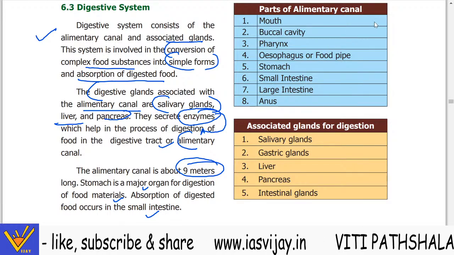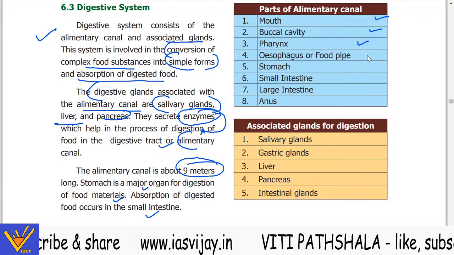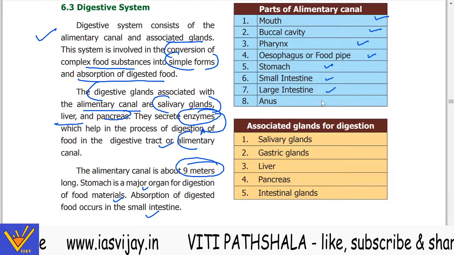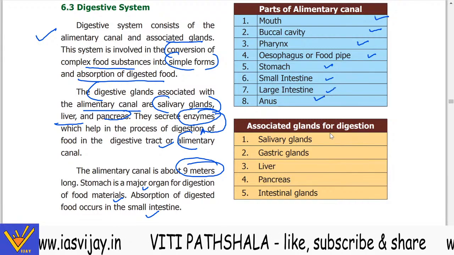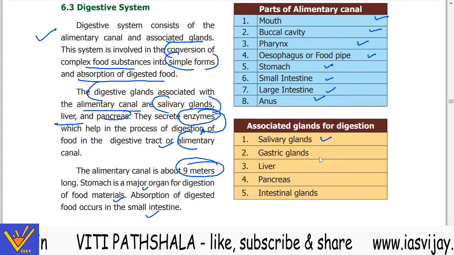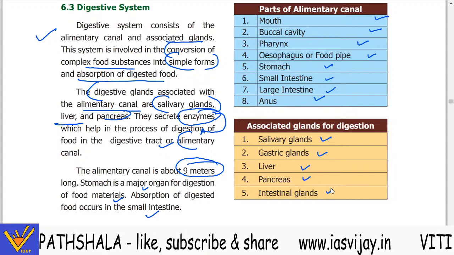Now the parts of the alimentary canal are the mouth, buccal cavity, pharynx, esophagus or the food pipe, stomach, small intestine, large intestine and the anus. The associated glands for the digestion are the salivary gland, the gastric gland, liver, pancreas and the intestinal gland.